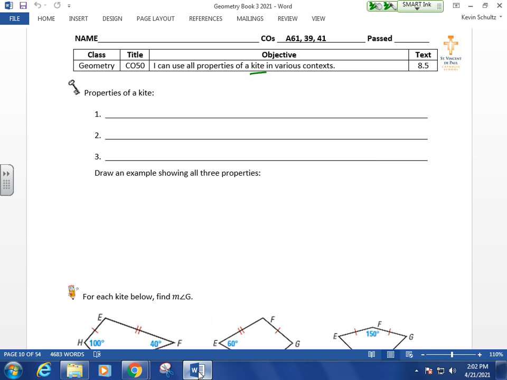So, what does a kite have? Give me a property that you might know of about a kite, Sebastian. 4 sides. It does have 4 sides. That's why it is a quadrilateral.